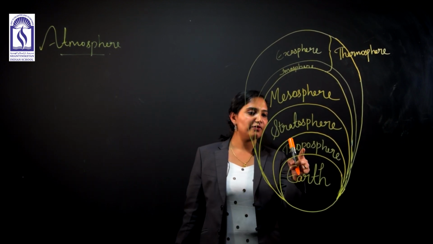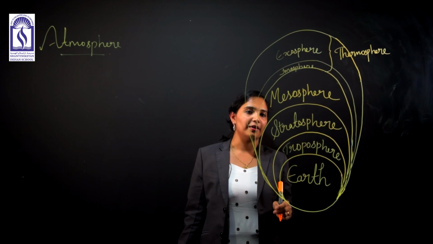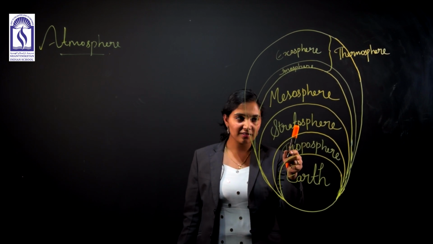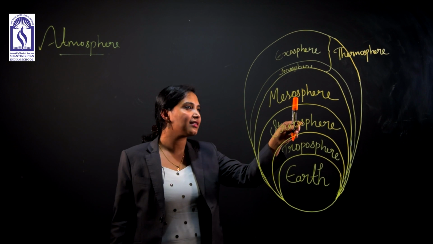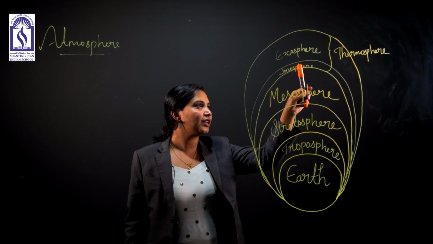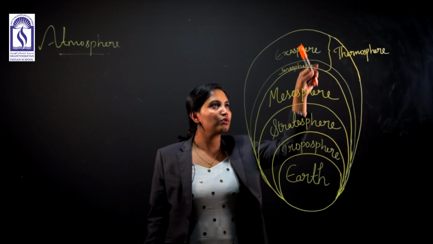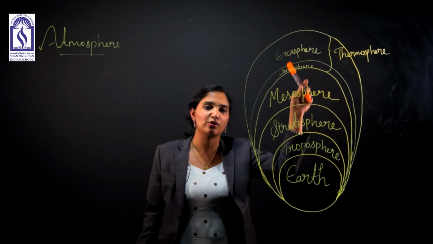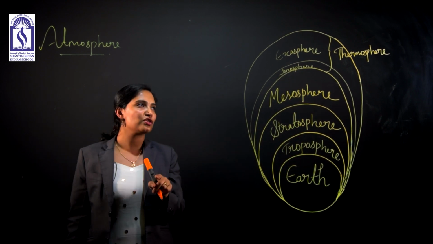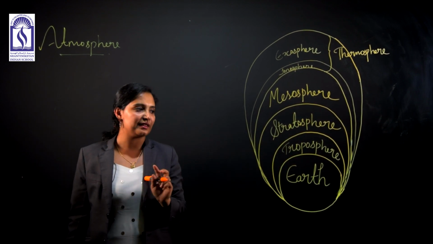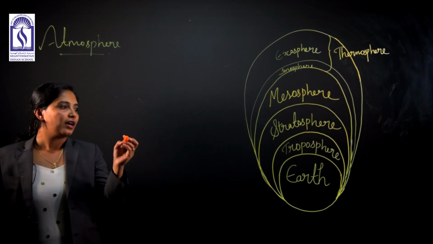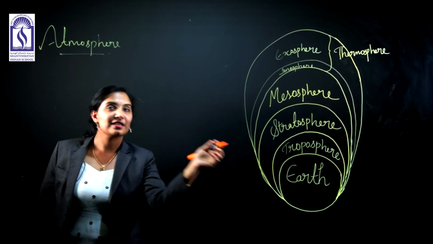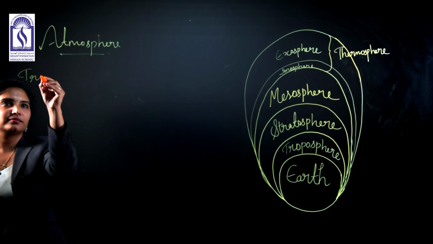So we will start with the first layer, and that is troposphere, and the second layer of atmosphere is stratosphere, and the third layer is mesosphere. Then comes thermosphere, which has two divisions, ionosphere and exosphere. So we will see the features of all those layers in detail now. Okay? We will start with troposphere.